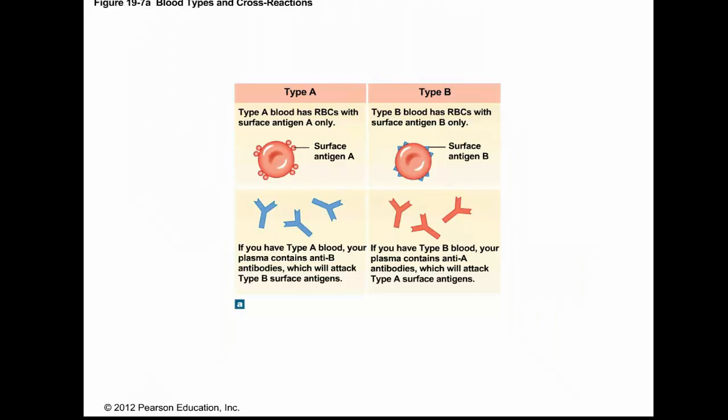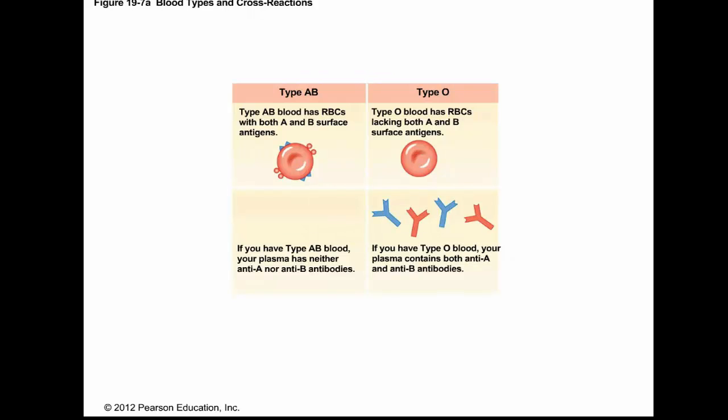If a person is type B, they have the surface antigen B on their red blood cell, and they have the A antibody circulating in the plasma. If we're looking at AB, on the surface of the red blood cell they have both A and B antigens, but in their plasma they have neither A nor B antibodies. Type O has neither A nor B antigens on the red blood cells, but in their blood plasma they have both A and B antibodies.